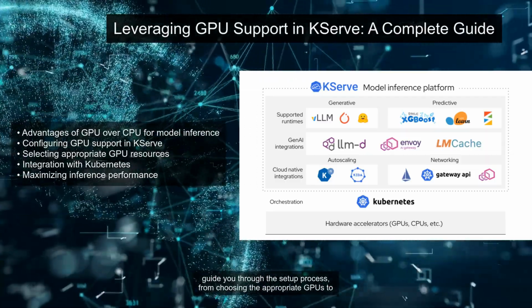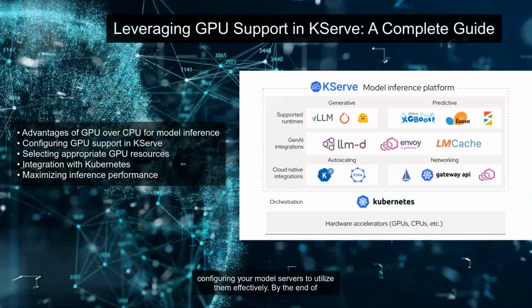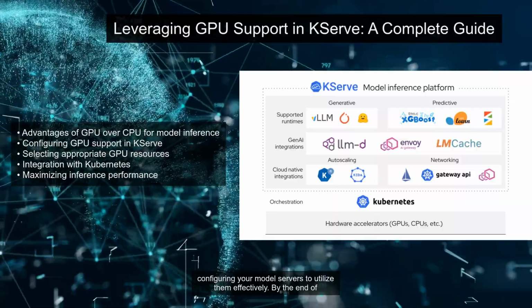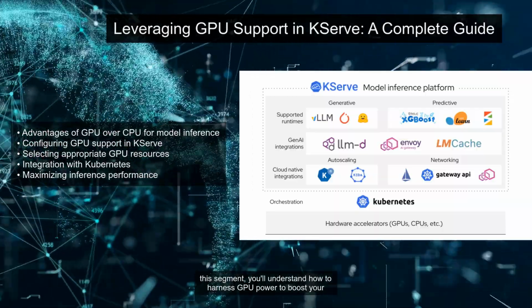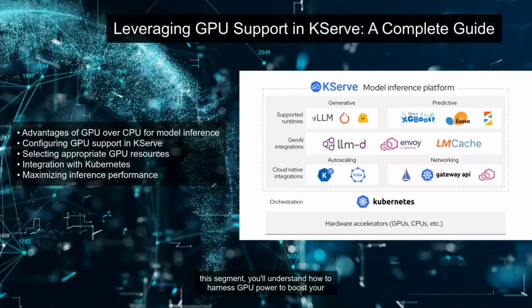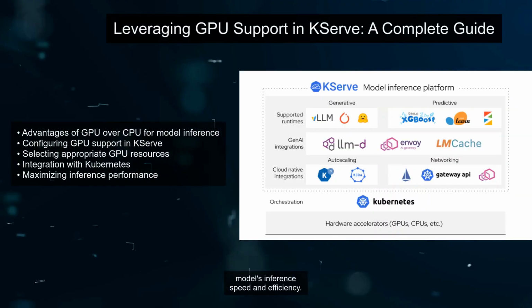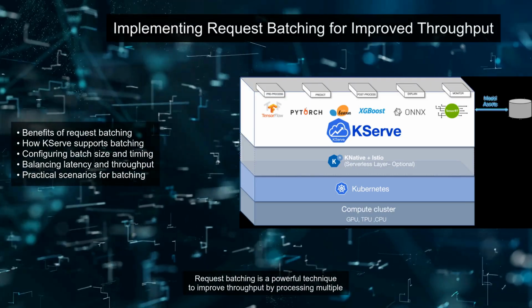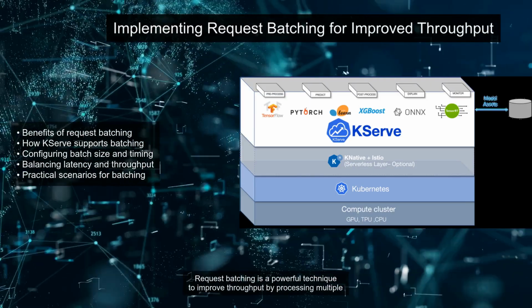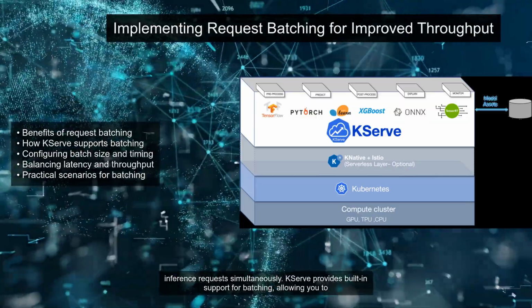cluster for optimal performance. We'll guide you through the setup process, from choosing the appropriate GPUs to configuring your model servers to utilize them effectively. By the end of this segment, you'll understand how to harness GPU power to boost your model's inference speed and efficiency. Request batching is a powerful technique to improve throughput by processing multiple inference requests simultaneously.